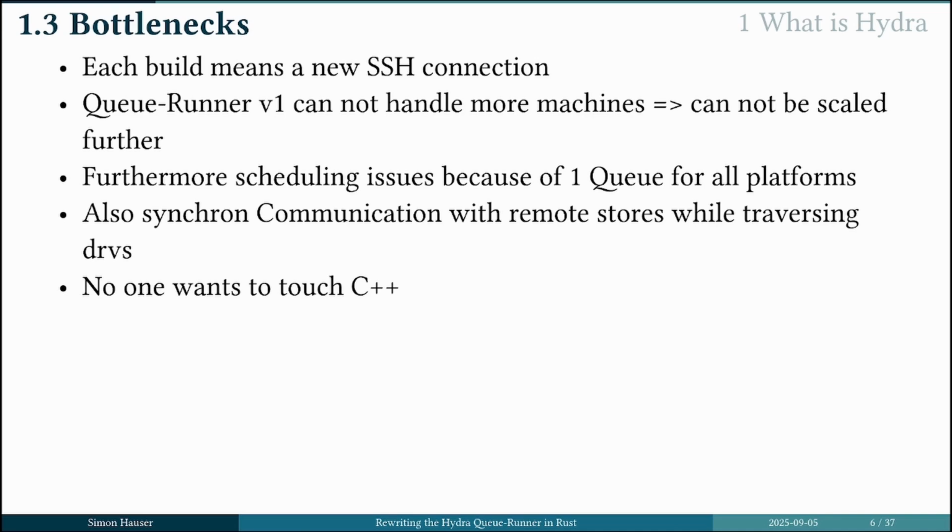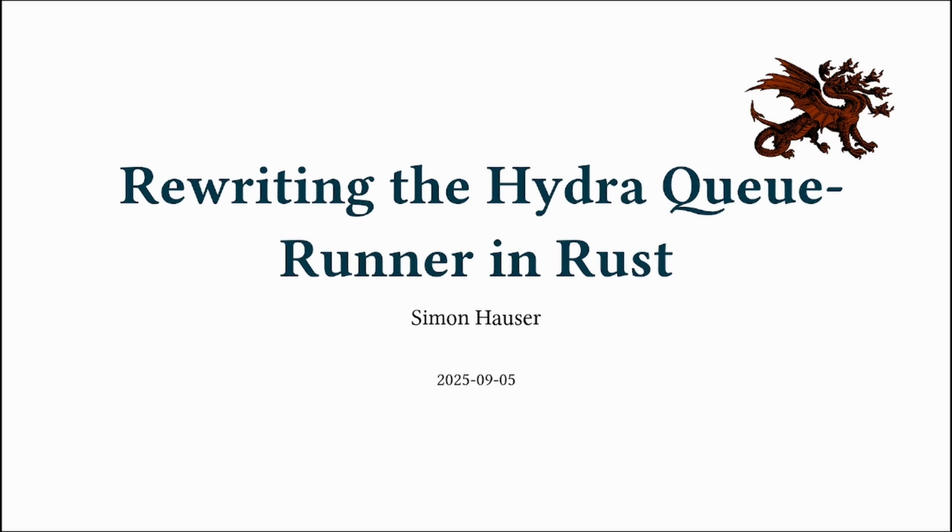We do synchronous communication with the remote store while traversing the DAGs, which takes a lot of time. Hexa mentioned this to me privately: when we merge staging into master, the Queue Runner has to do around 20,000 HEAD requests to the S3 store. It does this synchronously, and this takes a lot of time. And also, no one wants to touch the CPP code base. Most of the code currently there was written in 2015. So we decided to rewrite the Hydra Queue Runner in Rust four months ago.